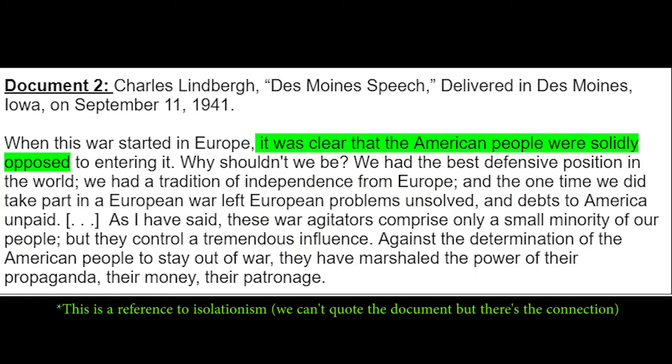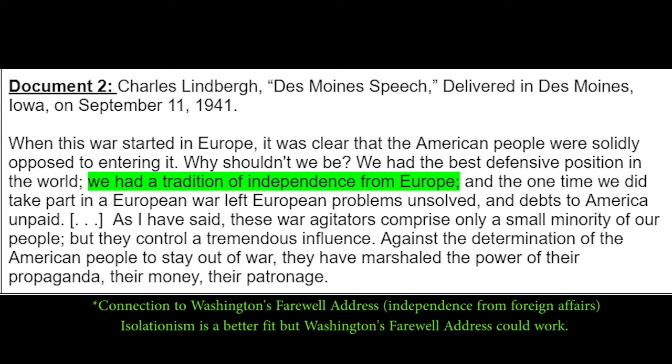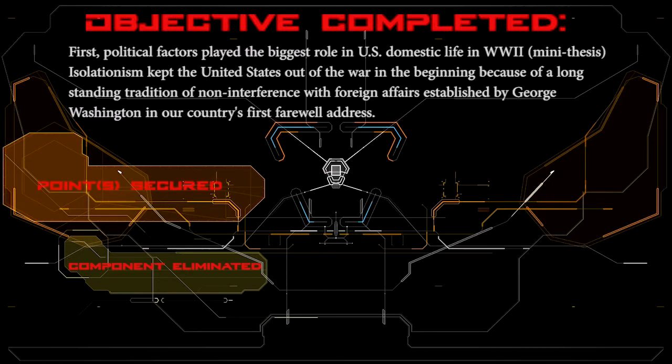You could plug in something like isolationism as a tool of explaining what's going on here with the content of Charles Lindbergh's speech. You could also very quickly bring up something along the lines of Washington's farewell address. College Board loves Washington's farewell address, and use that as a connection from tradition of independence from Europe. All those sorts of things work, but at the end of the day, evidence from outside the documents explains the Persia factor you're arguing, while also hopefully explaining one of the documents you're describing.